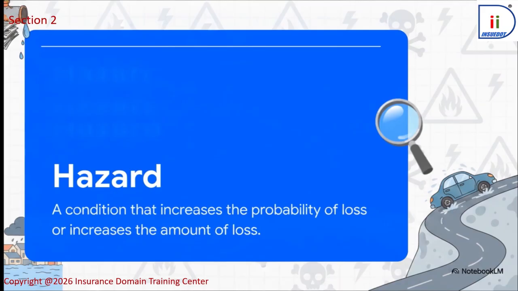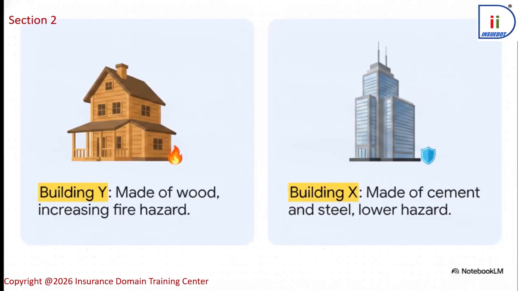Let's look at a practical example. Suppose our peril is fire. A building constructed entirely of wood is obviously a much greater hazard than a structure built with cement and steel. The wood didn't start the fire itself, but it certainly increases both the probability and the severity of the loss.